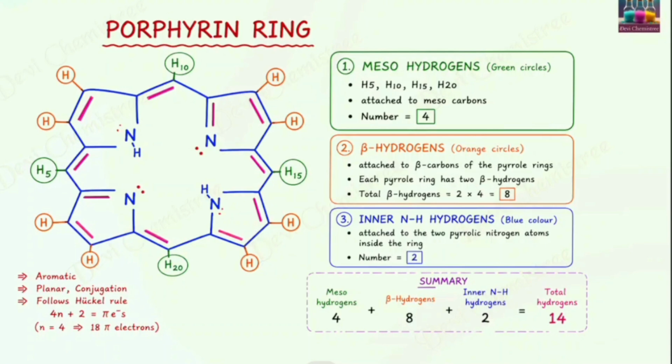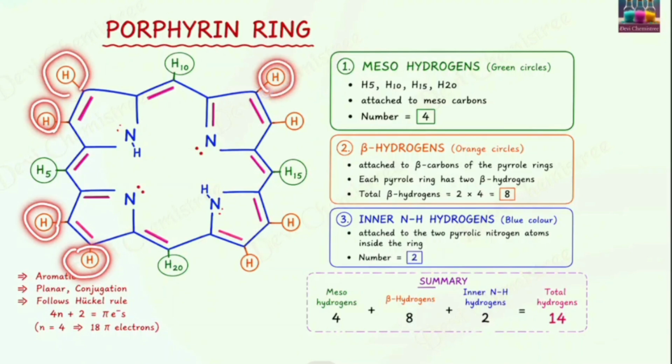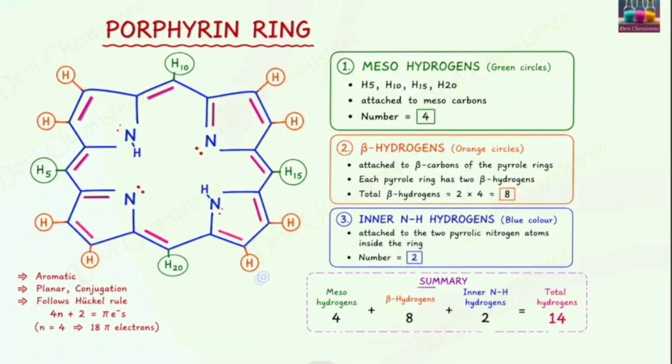I have tried to show them in 3 different colors. This green color, the positions H5, H10, H15 and H20, are all called meso hydrogens. So these form one set of hydrogen. The hydrogens which I have shown in orange color, attached to the pyrrole rings, are called beta pyrrolic hydrogens. We have 4 meso hydrogens, and we have 8 beta pyrrolic hydrogens.